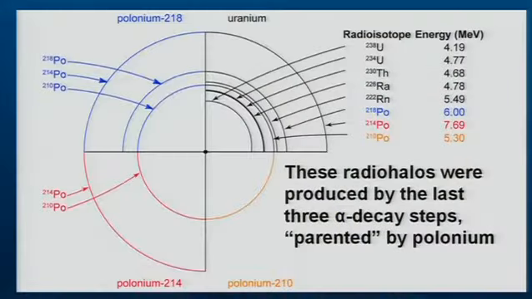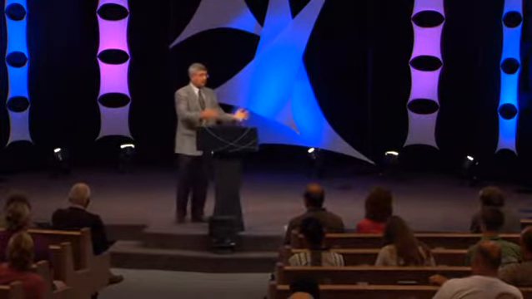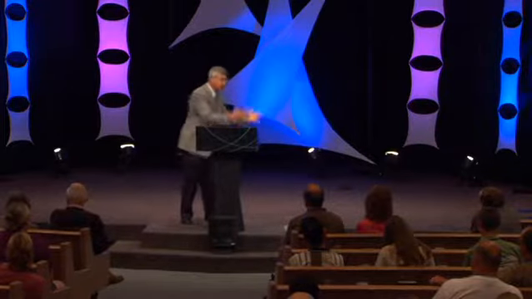Discovered by Marie Curie and named after her native Poland. It's a rare metal, and we can see it's the last 3 steps in the uranium decay chain. We call it a polonium radiohalo because it's parented by polonium. We call a uranium radiohalo a uranium radiohalo because it's parented by uranium.